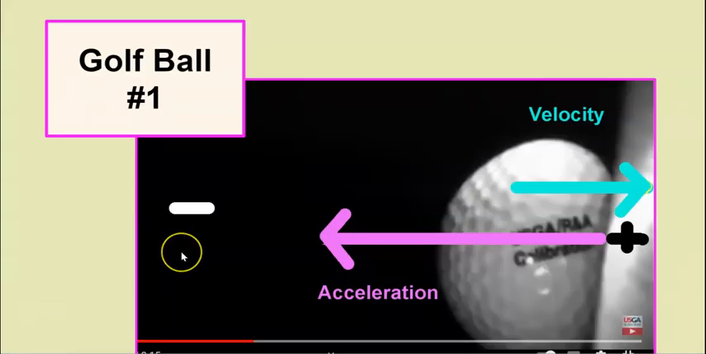So the golf ball, there are two segments. In segment number 1, the golf ball was headed to the right, and therefore it has positive velocity, but the wall was pushing on it to the left, and therefore it had negative acceleration. And the golf ball was slowing down. Yay.